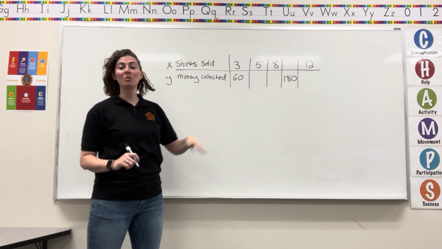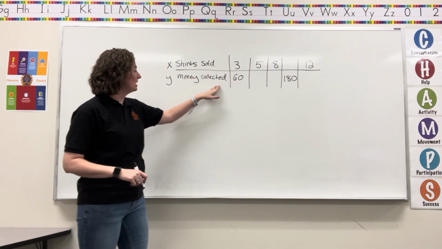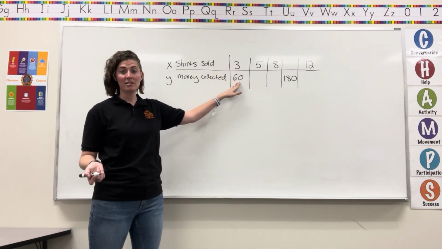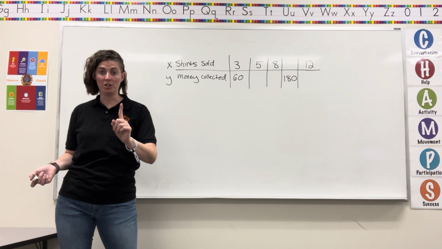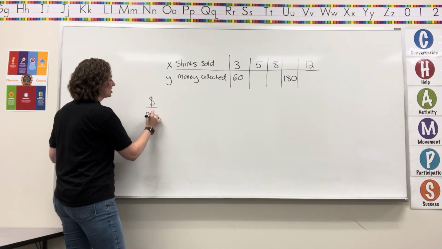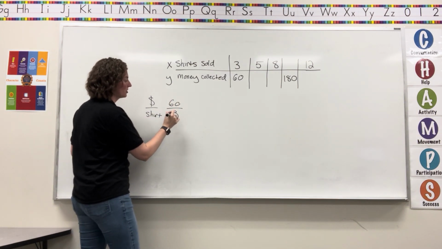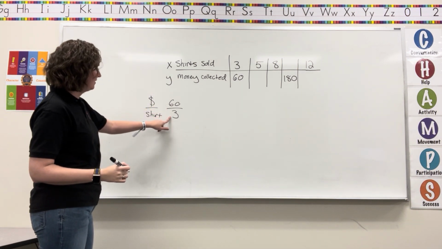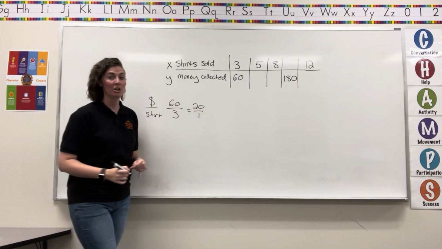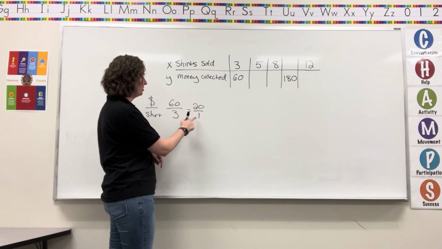So first I'm going to find the unit rate of this table. We know that this is the amount of shirts sold, and this is the amount of money that was collected. So for 3 shirts sold, they earned $60. But how much is 1 shirt? So, dollars per shirt. So they had $60 for 3 shirts. 60 divided by 3, that gives me $20 per shirt. So $20 for 1 shirt. This is our unit rate.